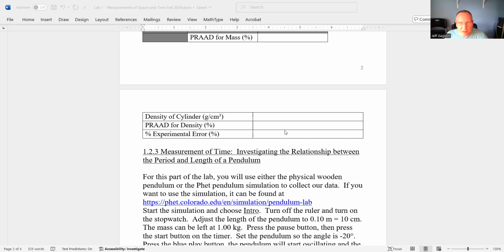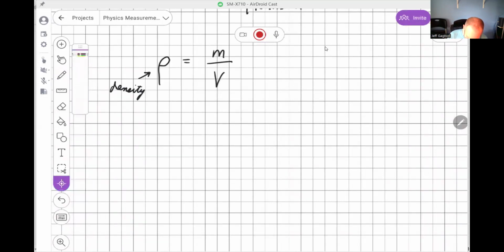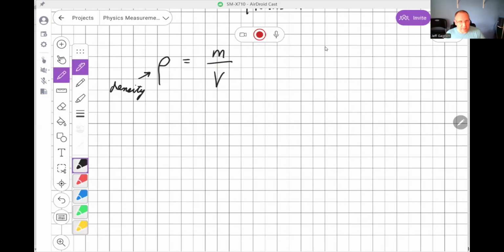To review this quickly, let me jump over to the tablet again. Okay, so again, remember density, and usually we represent density by this Greek letter rho here. That stands for density, and it is equal to the mass divided by the volume of that aluminum cylinder. So you're simply going to take your average mass divided by the volume that you computed, and that will be your density. Okay, for the second part of that table, you want to find the Prad for density, the Prad for rho.